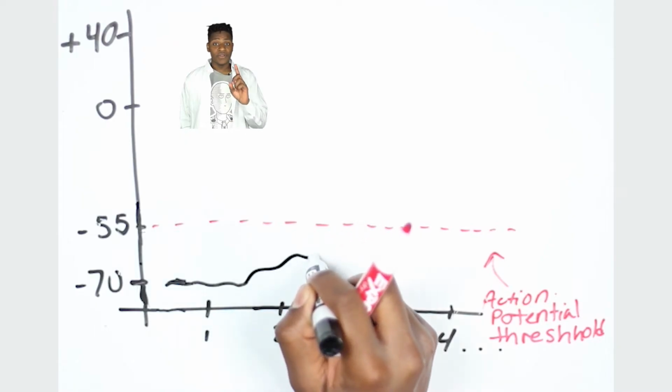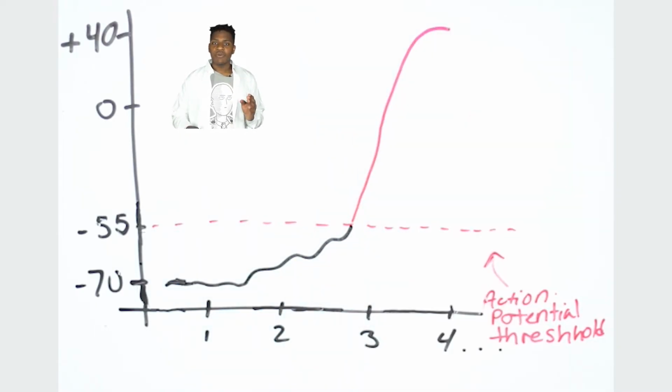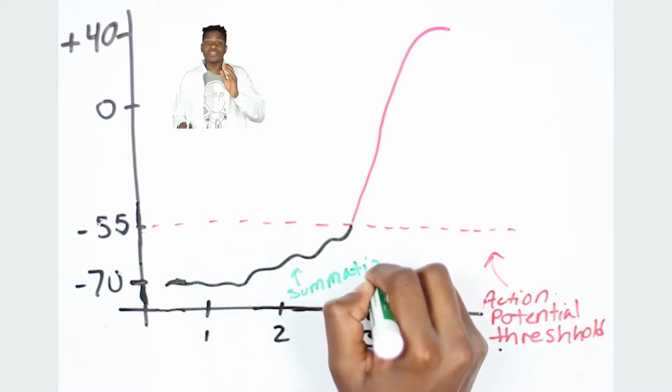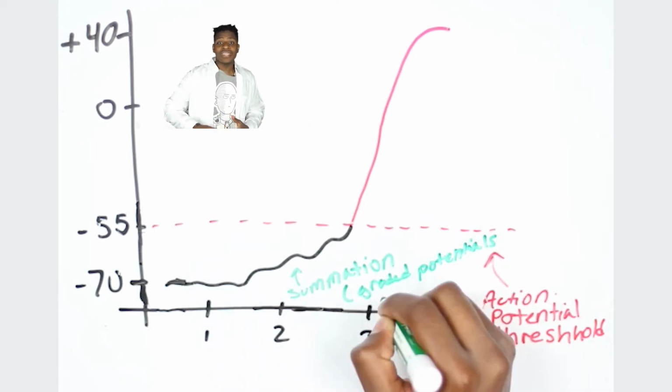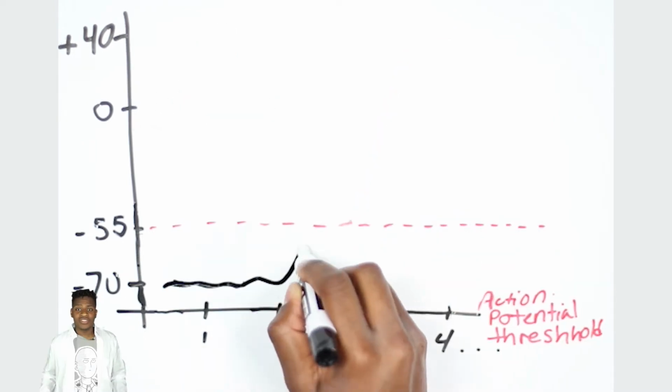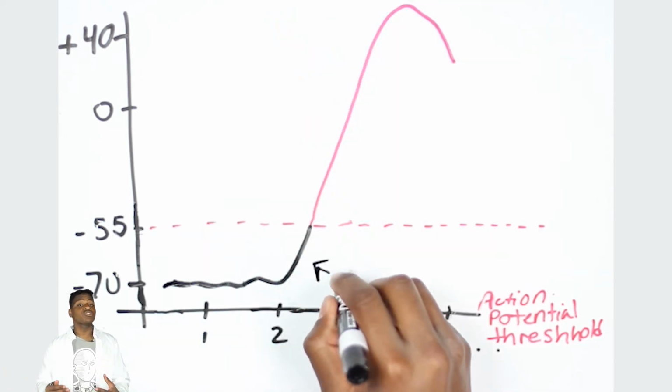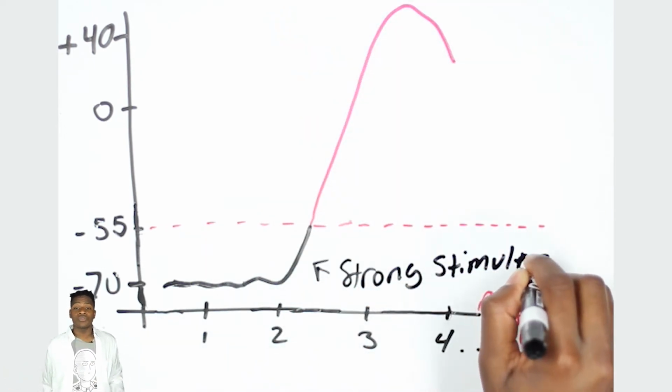There are 2 ways that this threshold can be reached. The first is when graded potentials, small changes that don't get close to the threshold, combine their strength and shoot through the threshold. The second is when a stimulus is just so strong that it gets right up to the threshold. Now it's off to the races.